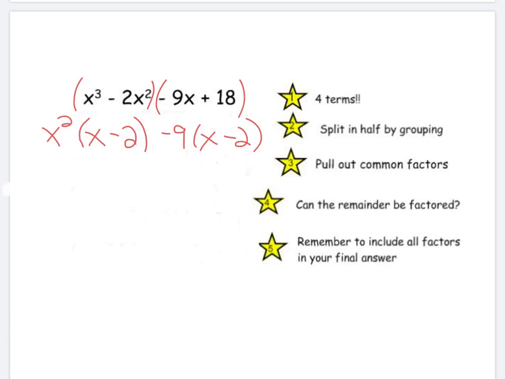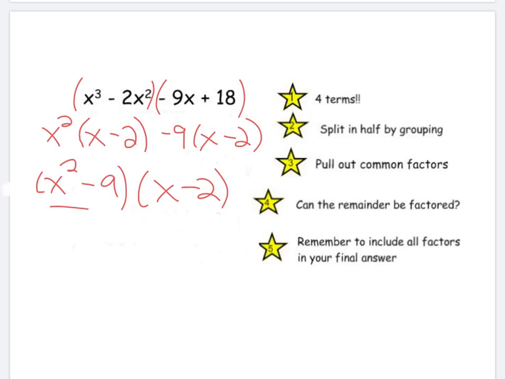Remember, we put together what's extra, so that would be x squared minus 9. And then what is the same, or what's in common, is x minus 2. I have to then look at whether these can be factored further.